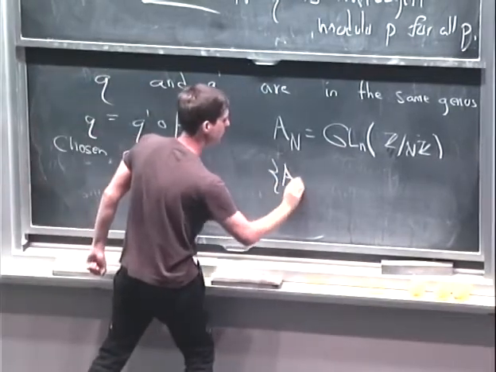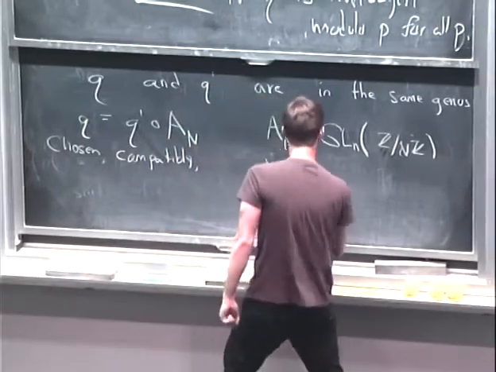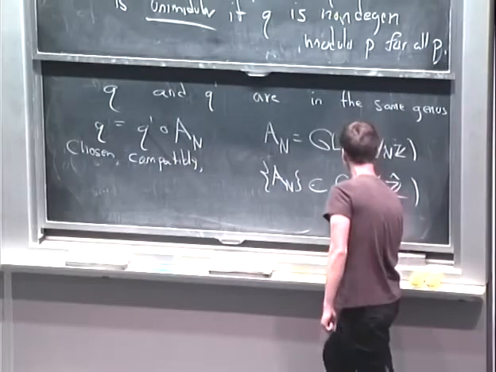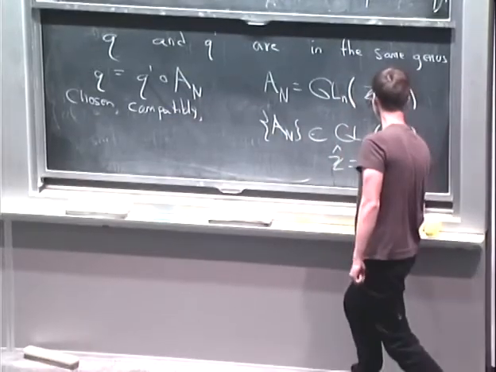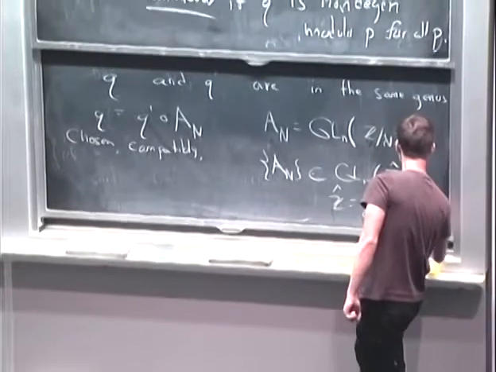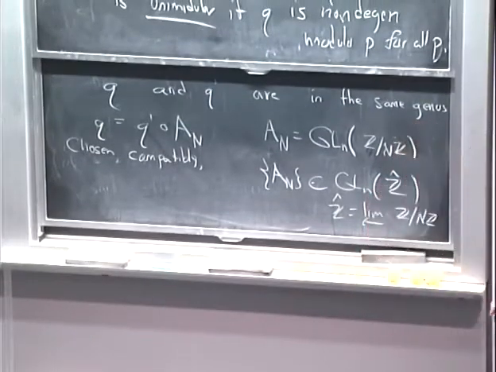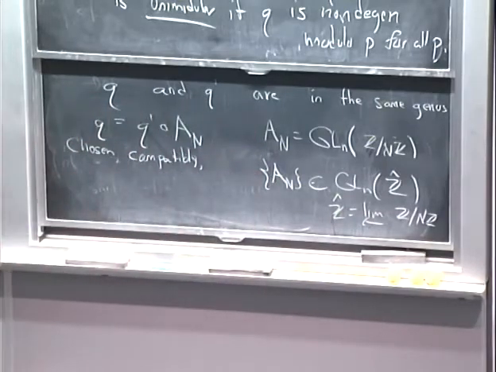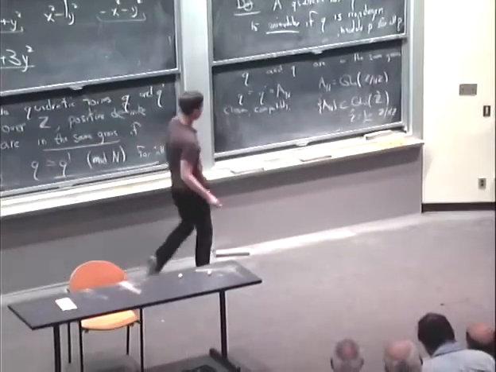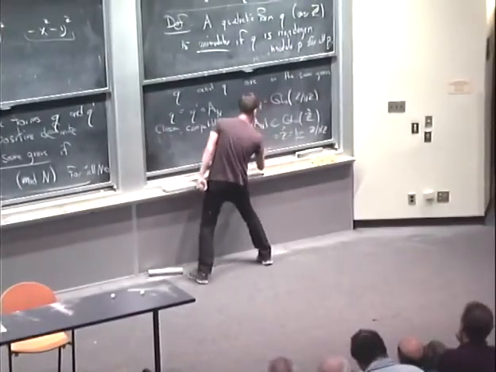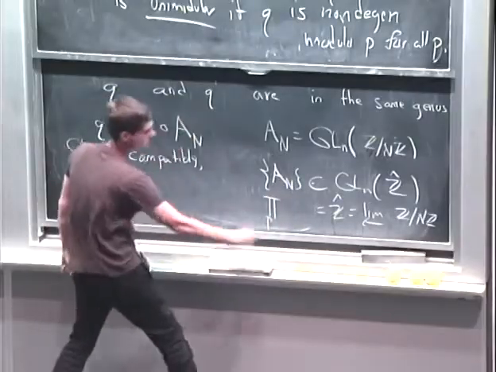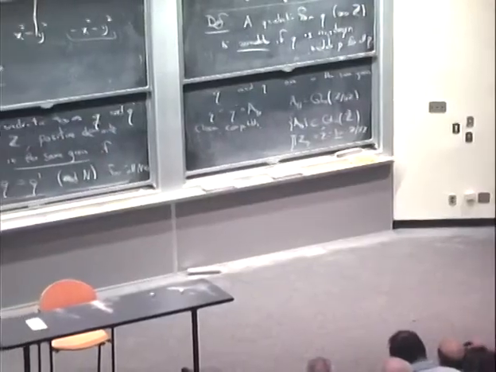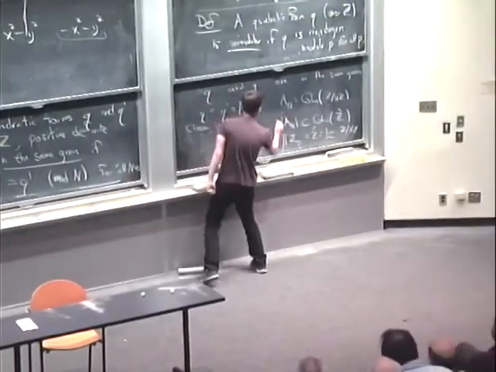We can think of this collection of all these matrices A sub n as giving you an element in GLn of the ring Z hat. So here, Z hat, I mean the profinite completion of Z. It's the inverse limit of the ring Z mod n as n ranges through all the positive integers. Or by the Chinese remainder theorem, there's another way that you can write Z hat. You can write it as a product over all primes p of the ring of p-adic integers. So let's call this matrix A.